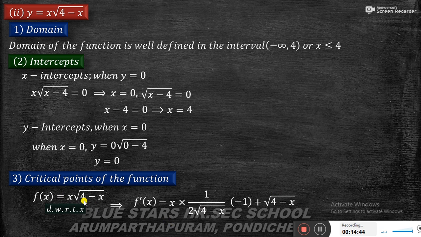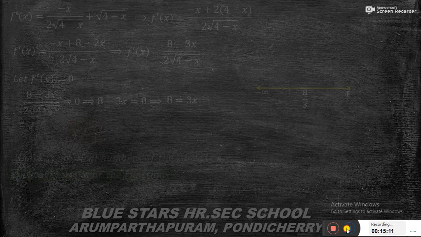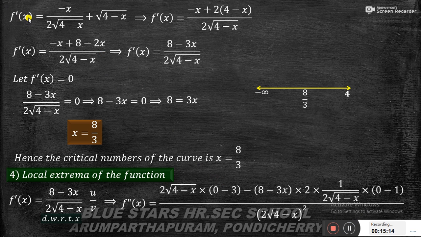That means 1 by 2, the first term is x into 1 by 2 into 4 minus x whole power minus 1 by 2. The minus 1 by 2 power we write in the denominator. So 1 by 2 into square root of 4 minus x into minus 1 plus square root of 4 minus x. F dash of x equal to, that means minus x by 2 into square root of 4 minus x plus square root of 4 minus x. Now f dash of x equal to, we just do the cross multiplication.